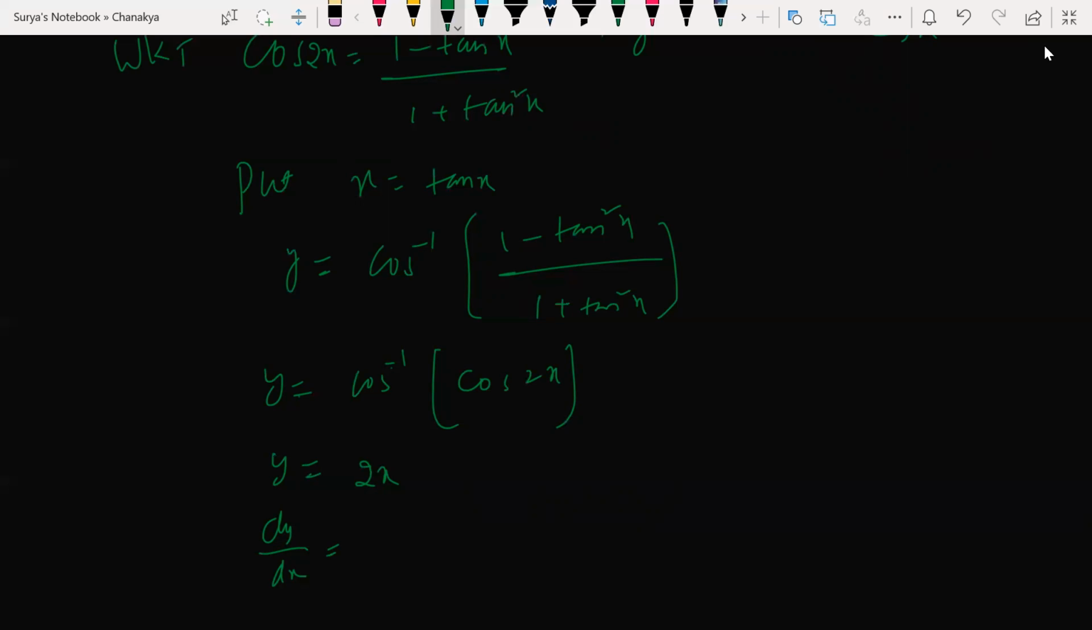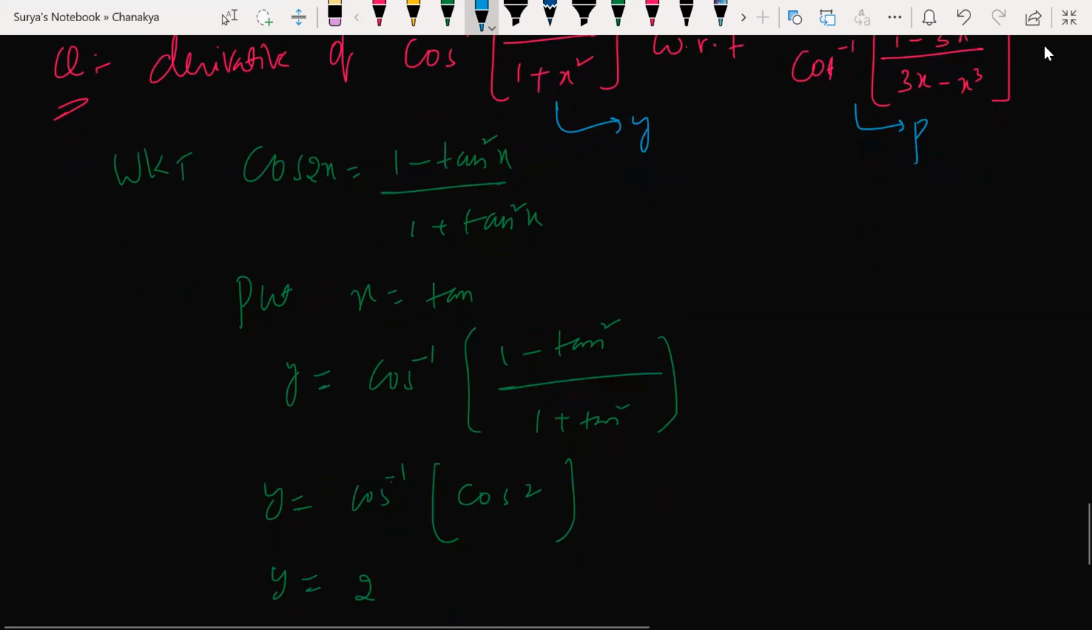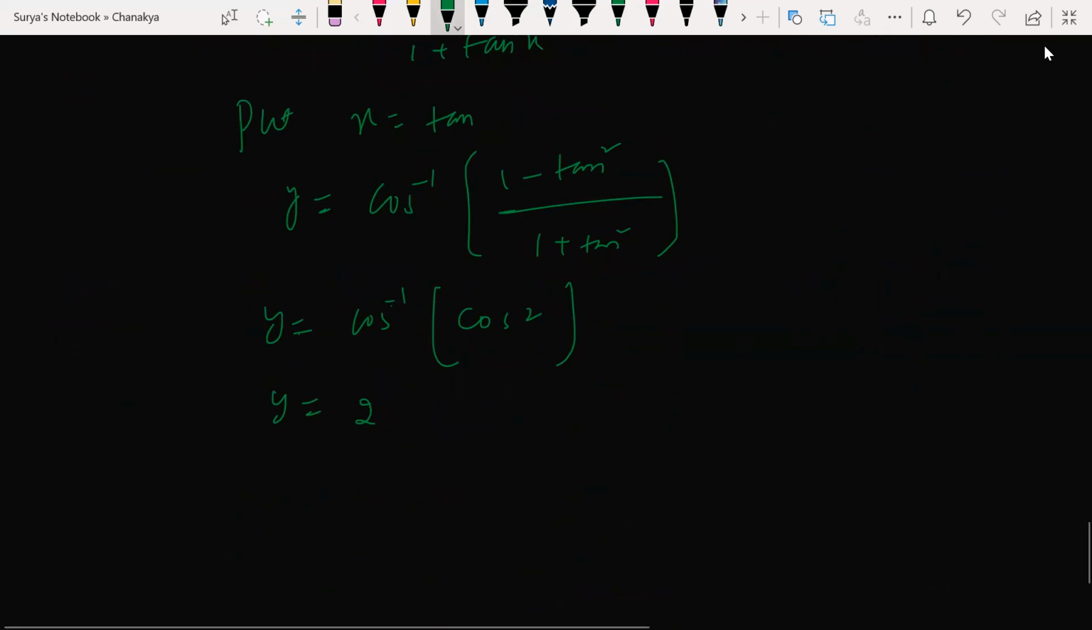Or else look at this. I think we need to substitute tan theta, beta. It will be easy for us. Let me give something a different name: take this as y and let's take this as p. So cot inverse, right? So 2 theta, right here. So cos will get 2 theta. Now dy by d theta I need to find out, which is 2. Correct? Is it clear?